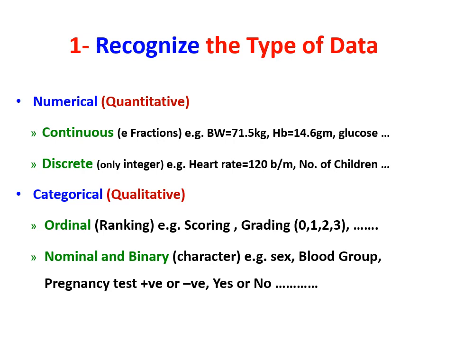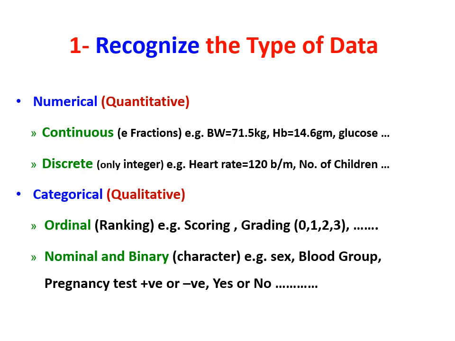Discrete means only integers. There are no fractions. Like heart rate, there is no heart rate with fraction. Heart rate equals 120 beats per minute. Number of patients, number of children, number of animals. There are no fractions here. The qualitative or categorical may be ordinal or nominal.